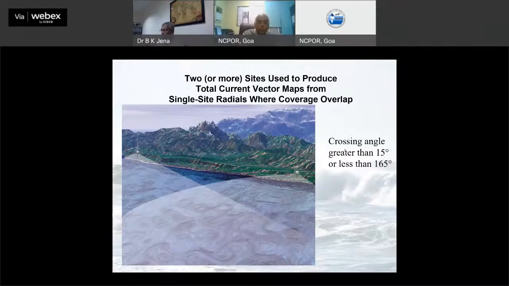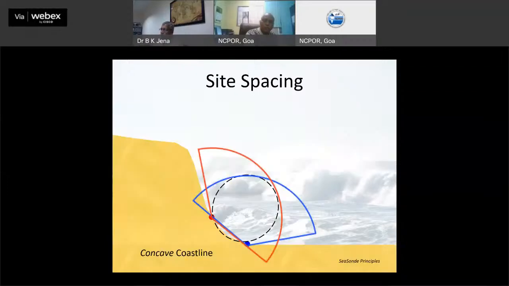First and foremost, the cross angle should not be greater than 15 degree or less than 165 degree. Otherwise, our coverage will be reduced drastically. So we will be spending a lot of money, but we will not get the correct data. At this point we have to be very, very careful when installing. One more thing, the site selection for installing this HFDR is very, very important. You have to see that our systems are utilized properly, so from the site selection stage itself, you have to take care.